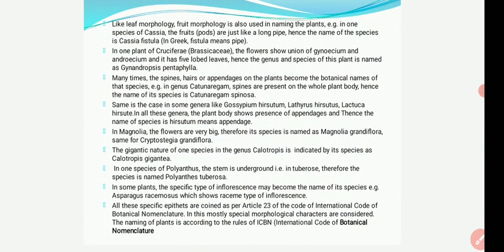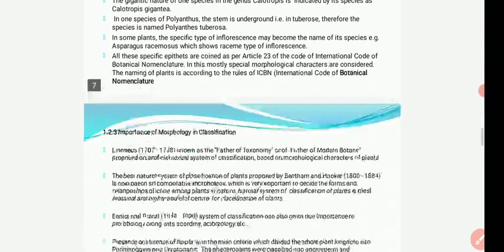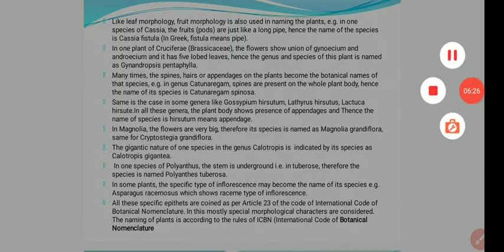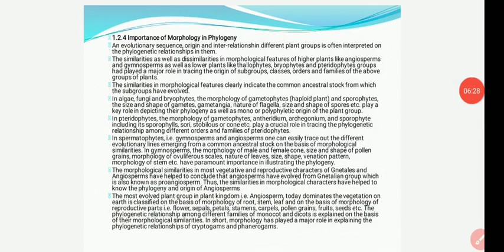Here the different morphological characters, that is, the structure or external character of leaf, fruit, flower or appendages, are used for giving a name to a particular species. Now let's see what is the importance of morphology in phylogeny.